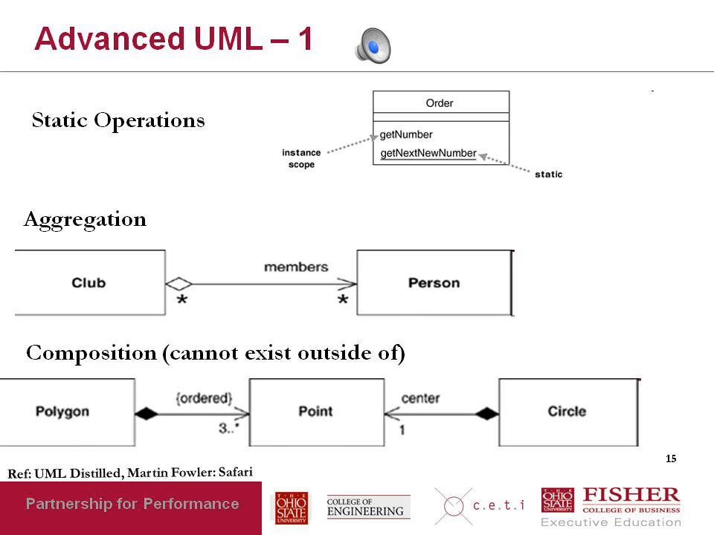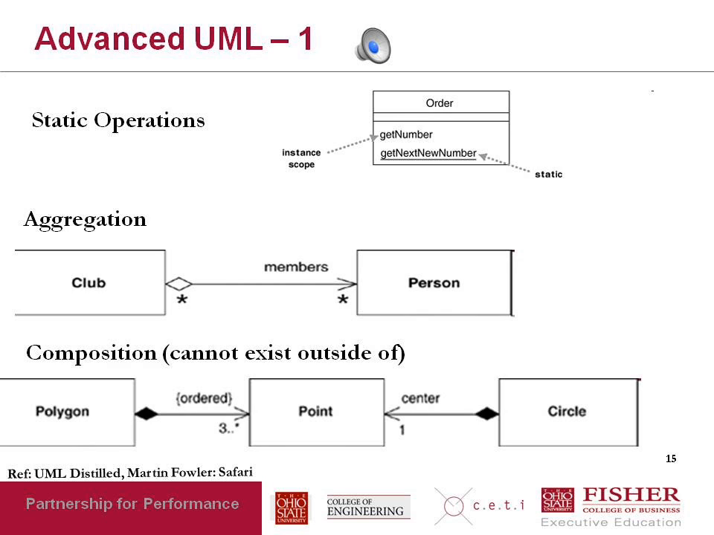So get number is instance scope, and get next new number, because it's underlined, is considered a static operation. You would have also seen associations between classes. So in those earlier diagrams, the specifics of the association were not specified. There are two other relationships that are associations that refine the relationship between these two classes. The first is an aggregation relationship.